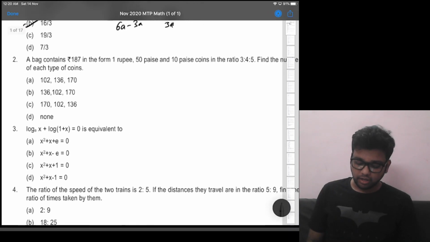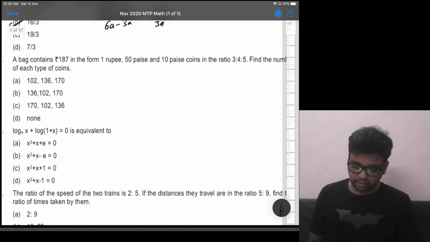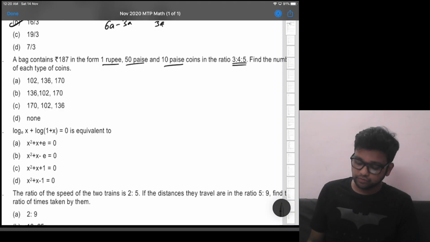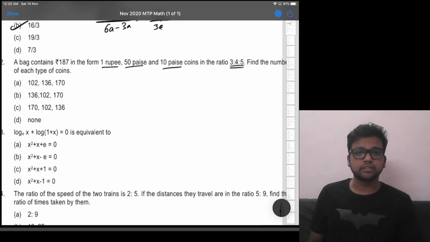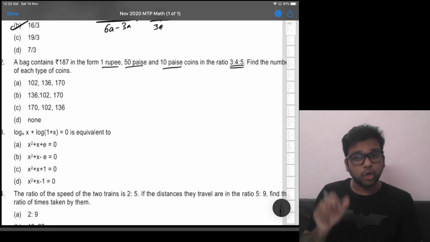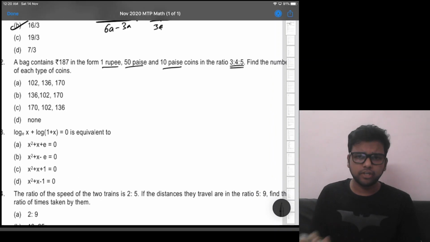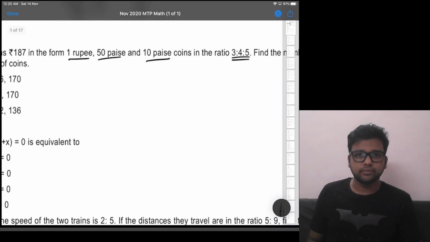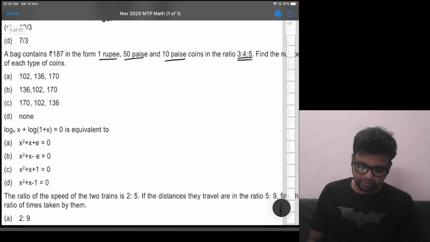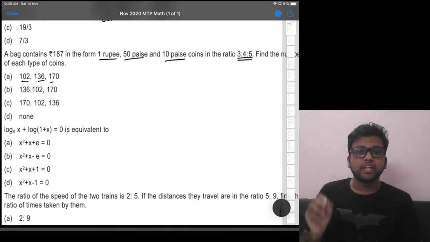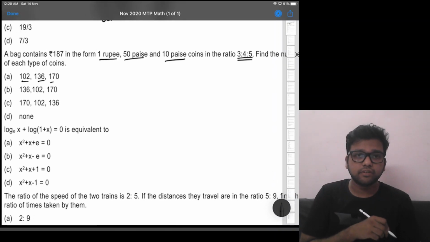Second one, a bag contains 187 rupees in the form of 1 rupee, 50 paisa and 10 paisa coins in the ratio 3 is to 4 is to 5. Find the number of each type of coins. Now we can solve this by forming proper equations, but we will not do that because going by options is a lot easier. How? Understand. See, in the options they have given all three, right? They must be in the ratio 3 is to 4 is to 5 and their total must be 187 rupees.